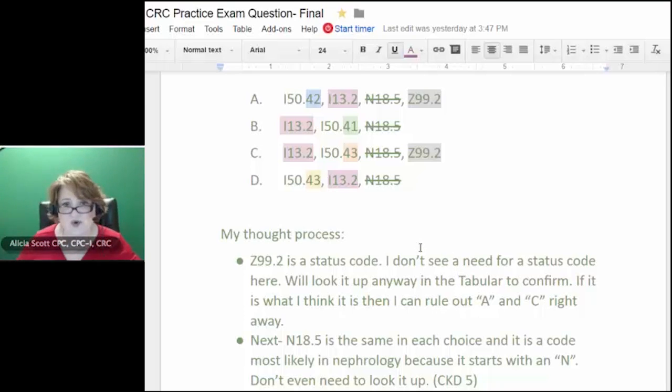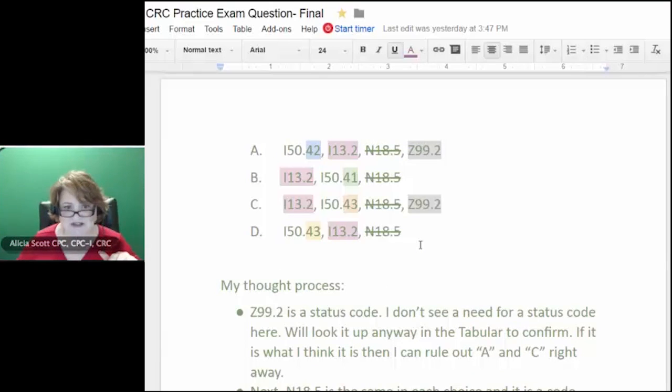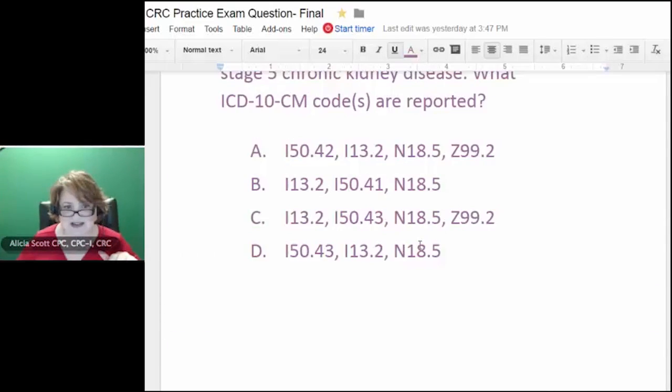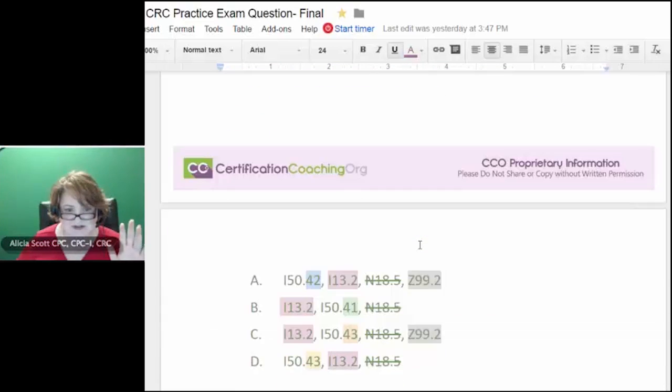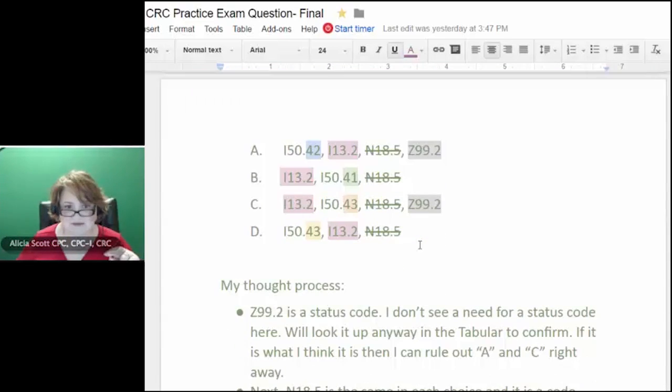Z99.2 is for dialysis. All right. Now, our patient, it's not stated that they're on dialysis. So right there, I have knocked out A and C. You would look it up. You wouldn't just know that Z99.2 is status dialysis. But when you did, you would say, okay, this patient isn't on dialysis. We're going to knock out A and we're going to knock out C right there. So now we're down to B and D.